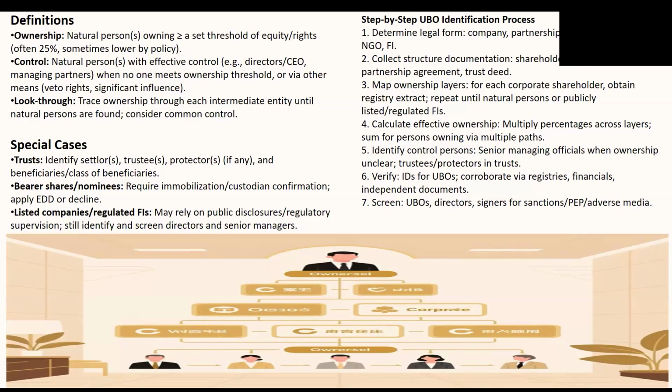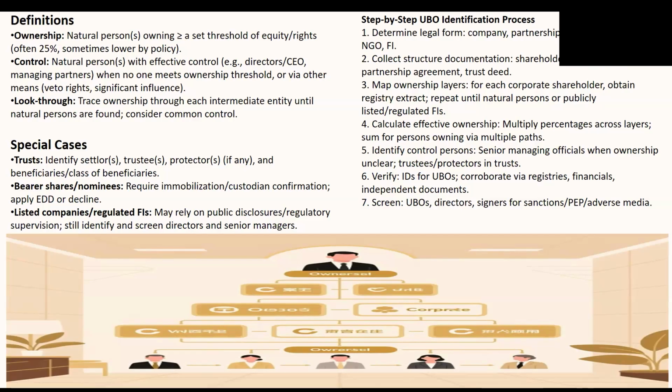Directors, CEO, board of directors, these are the controlling parties. Trace ownership through each intermediate entity until the natural person is found. The final owner of any business is an individual, so we have to trace until we get that individual. If there are more layers, then it means that the customer has a complex ownership structure.